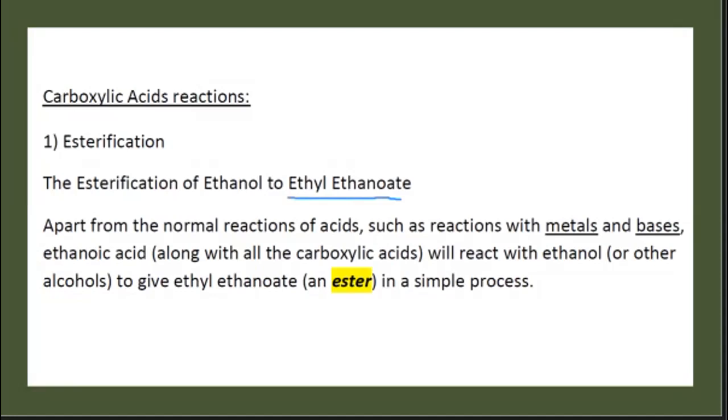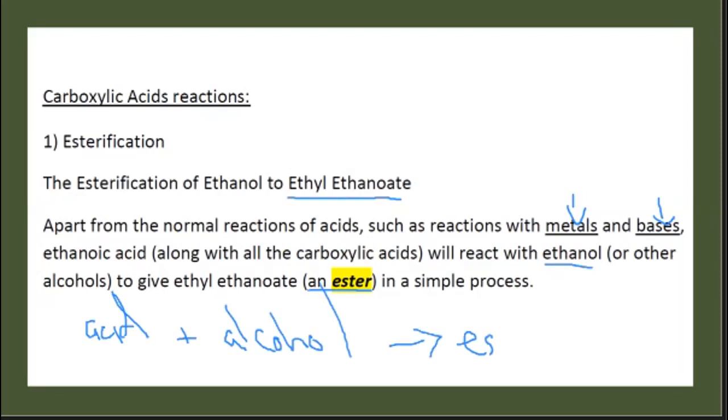Apart from the normal reactions of acids, such as reactions with metals and bases, ethanoic acid, along with all the carboxylic acids, would react with ethanol or other alcohols to give ethyl ethanoate, or an ester, in the process. So all they're telling you here is that an acid plus an alcohol will give you an ester plus water. That's what they're telling us.